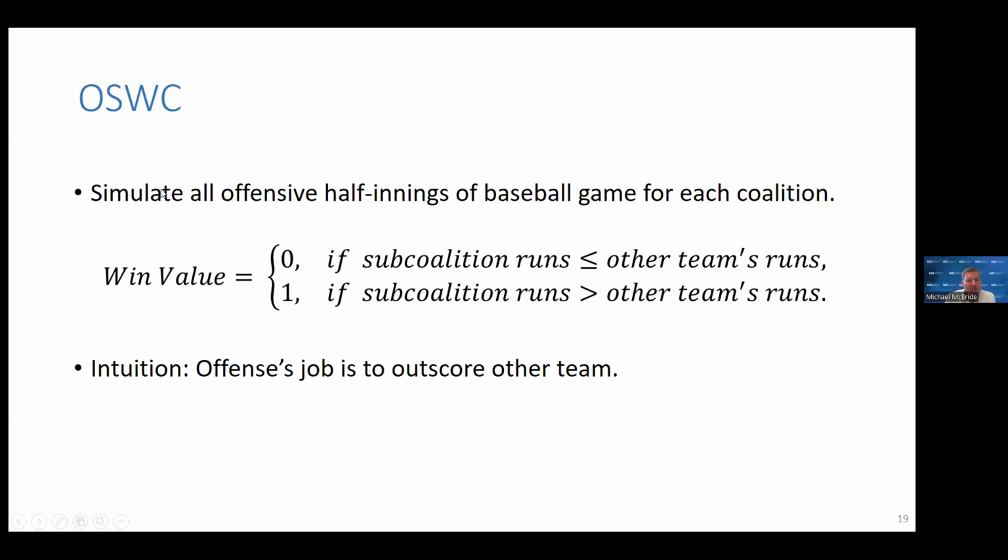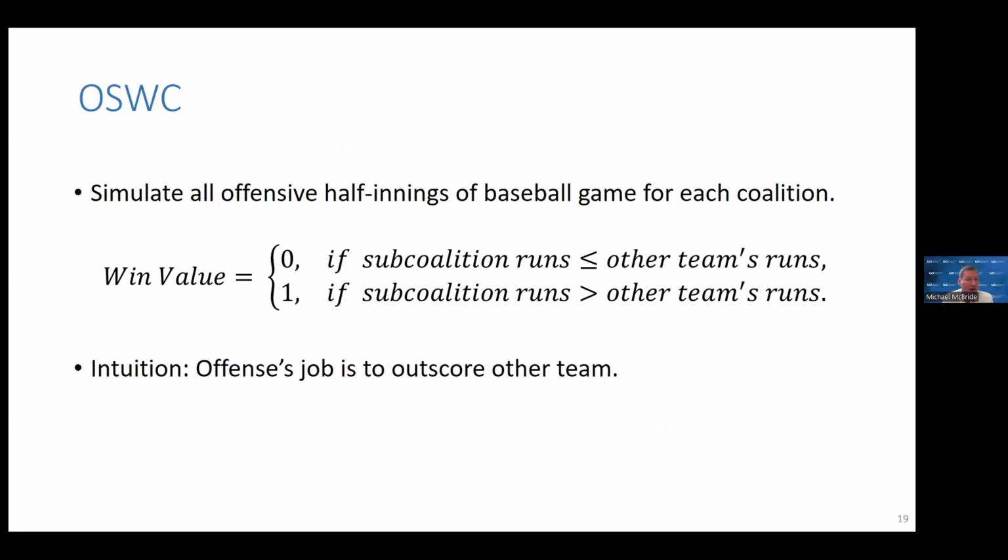So what do you do in this? Instead of simulating just the inning, like we do for the run credit, we're going to simulate the whole game using all the play events for the players for that entire game. And we're going to see how many runs each coalition can score in that entire game. And if your coalition can score more runs than the other team scored, then that coalition has a win value of 1.